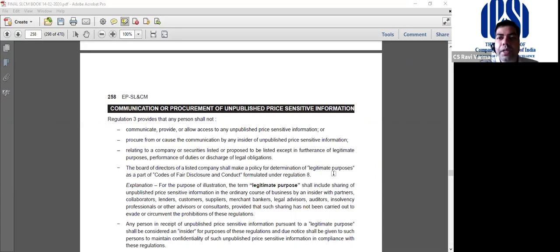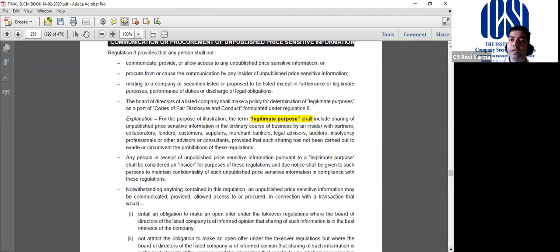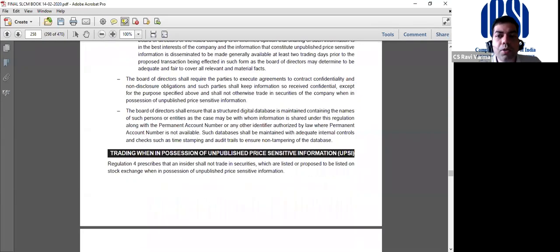You will say, sir, communication is barred, but if I am asking somebody to share some information, is it also a crime? Yes, asking is also a crime. Communication and procurement are both crimes. We cannot communicate in any case, except for a legitimate purpose. What is legitimate? For example, I'm asking my lawyer to make a scheme, telling him I'm going to acquire this company, or I'm asking my valuer to value this company because I am going to acquire it. Under this situation, I need to communicate, and these are called legitimate purposes. Besides legitimate purposes, you cannot communicate or procure.